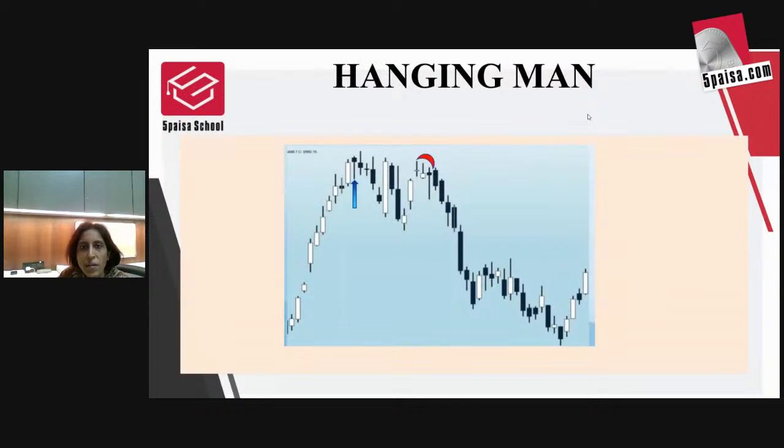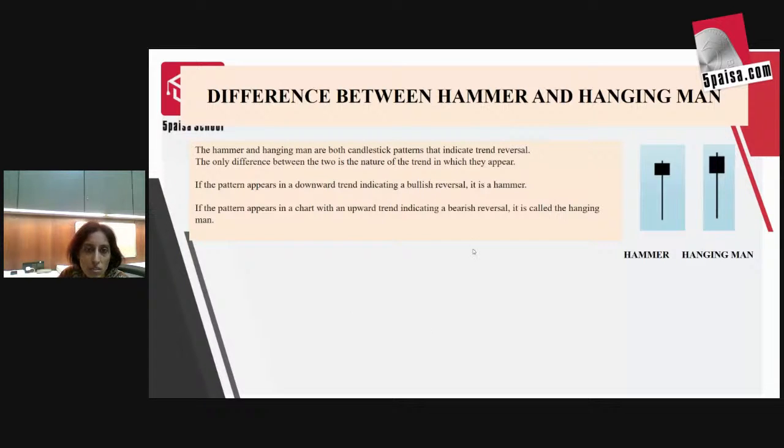So in a hanging man, it's most likely that there will be a reversal which is going to be downward in nature, whereas in case of a hammer, it's going to be on the upward side, which means it's going to be a bullish reversal. So I hope now the difference between hammer and hanging man is absolutely clear, right?